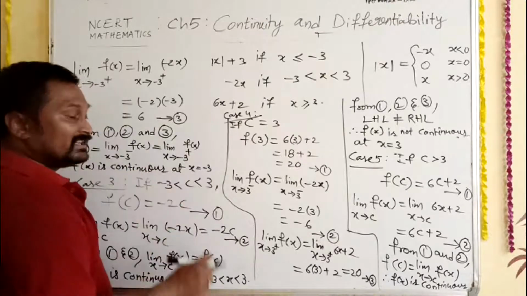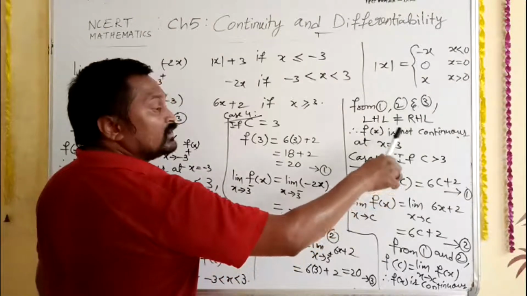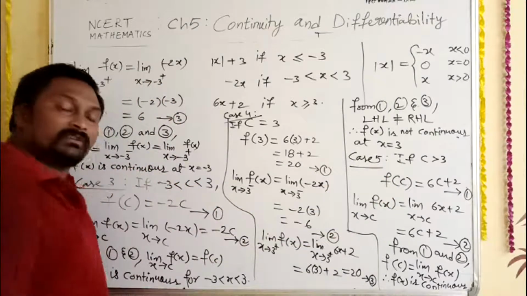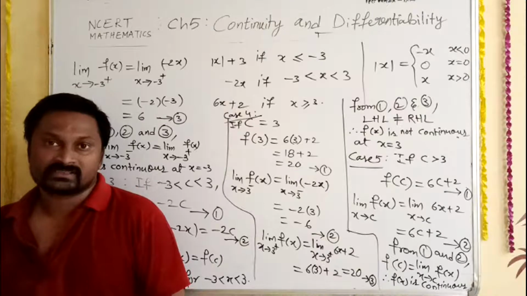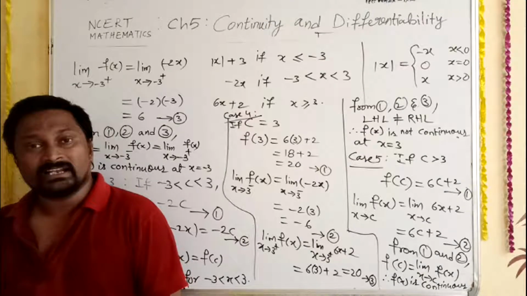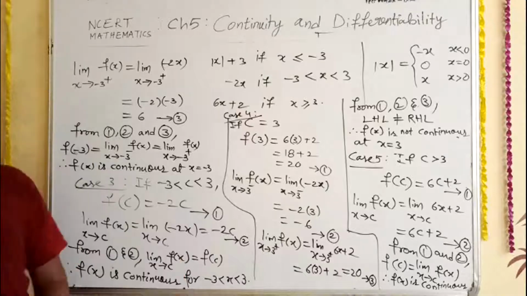So f of x is discontinuous only at x is equal to 3. In all the remaining cases it is continuous. Okay, so I hope you all understood. If you are facing any problem, you can inform me.